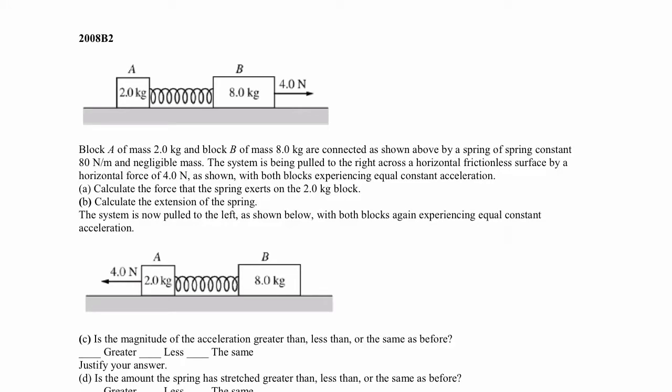Block A of mass 2.0 kilograms and Block B of mass 8.0 kilograms are connected as shown above by a spring of spring constant 80 newtons per meter and negligible mass. The system is being pulled to the right across a horizontal frictionless surface by a horizontal force of 4.0 newtons, as shown above, with both blocks experiencing equal constant acceleration. Part A. Calculate the force that the spring exerts on the 2 kilogram block.